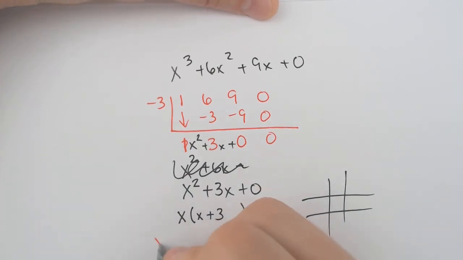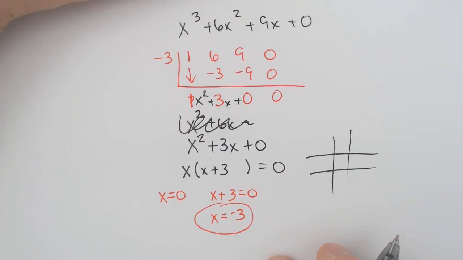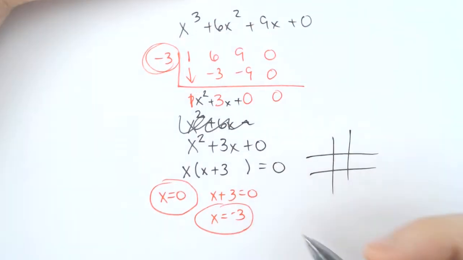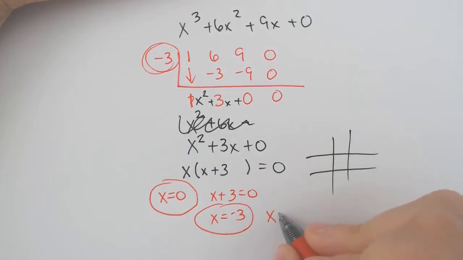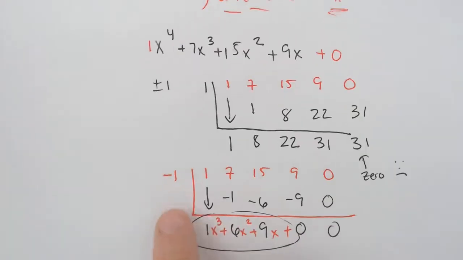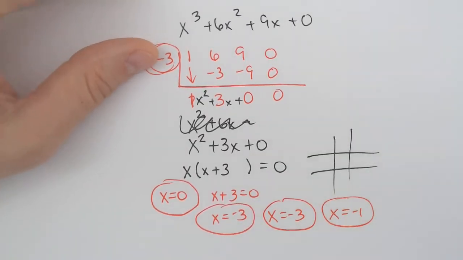So you got one factor, x equals 0. Next factor, x plus 3 equals 0, which if you subtract gives you negative 3. So x equals 0 right here. And then the negative 3 that we also had from our synthetic division, and the negative 1 that we had from our synthetic division as well.